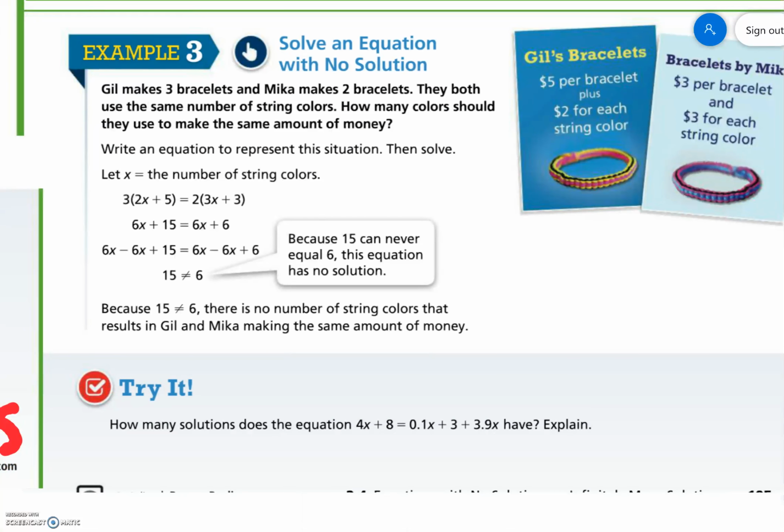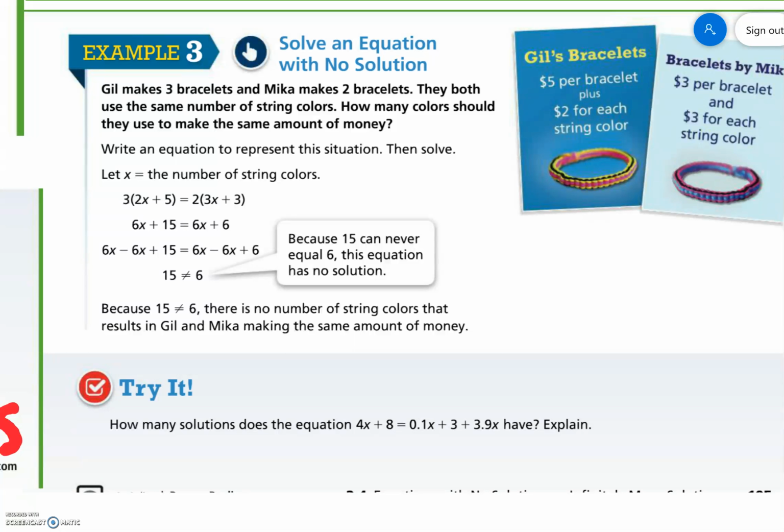Example number 3. Solve an equation with no solution. Gil makes 3 bracelets, and Mika makes 2 bracelets. They both use the same number of string colors. How many colors should they use to make the same amount of money? Write an equation to represent this situation, then solve.